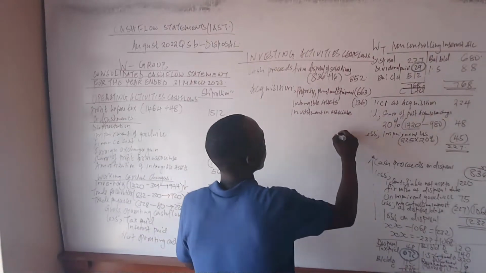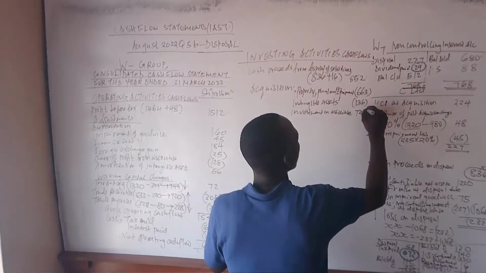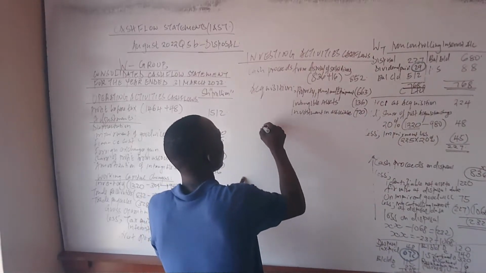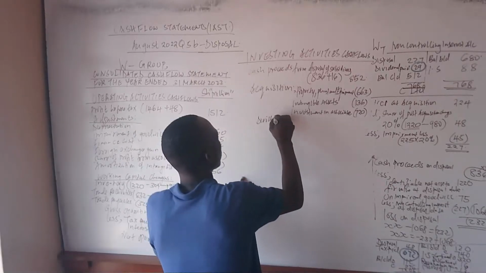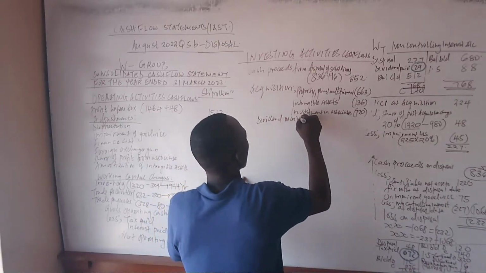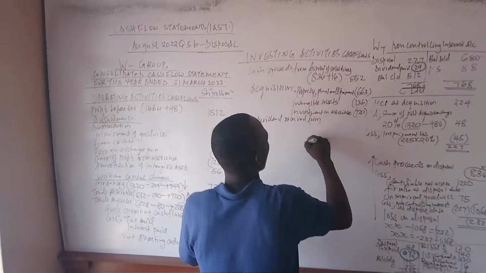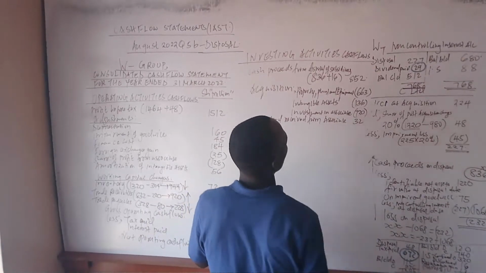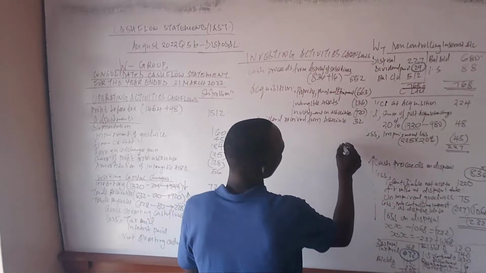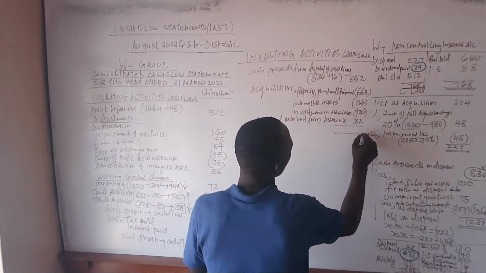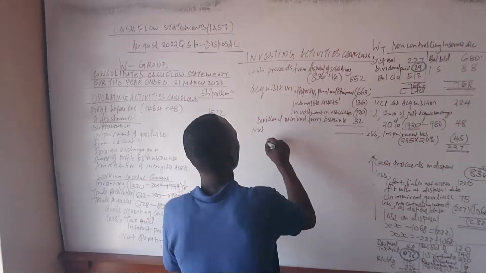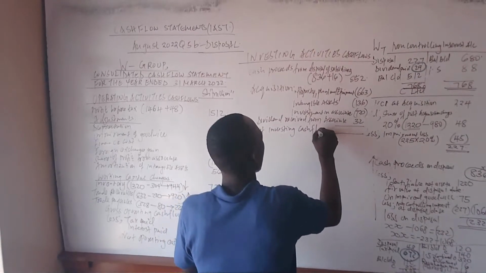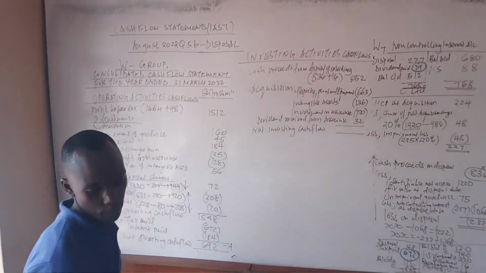We acquired 720. And then if we acquired this, automatically we receive dividend. Give me the dividend received from associate. How much did we receive? 32. Anything else? If there is nothing else, we are going to get the net investing cash flow. Give me the net investing cash flow.